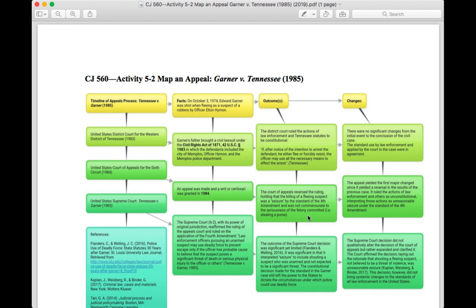So the appeal yielded the first major change and yielded a reversal of the results of the previous case. It ruled the actions of law enforcement and others as unconstitutional, interpreting those actions as unreasonable seizures under the standard of the Fourth Amendment. So this case ends up going to the Supreme Court, which has the power to pull a case up to that court in order to render a decision, an opinion, a verdict on those cases.